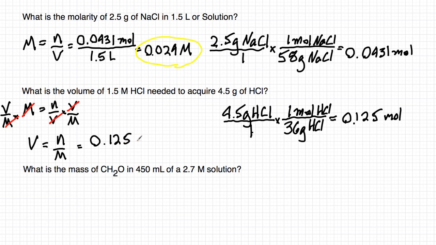0.125 moles. And the molarity, we're told, is 1.5 molar. And the answer my calculator gives me is 0.083 liters. Now, we've not been asked to convert that to milliliters, so we'll just go ahead and leave it in liters.